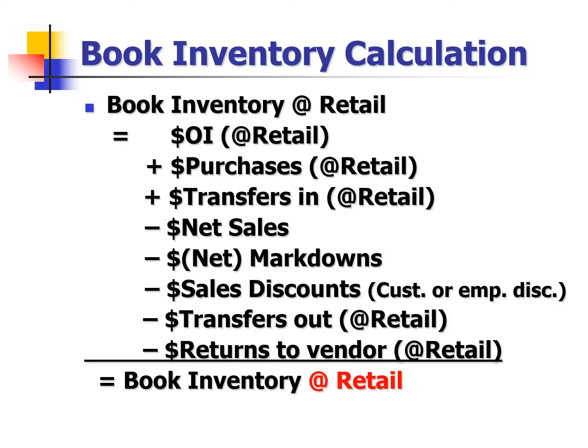And then you subtract your net sales, okay? And you subtract your net markdowns. Net markdowns means, from all the gross markdowns, you subtract your markdown cancellations, right? So that will be your net markdown. And any sales discounts, if you had them, you will have to take off of your inventory. Transfers out have to be subtracted, and returns to vendor have to be subtracted. So this constitutes the formula of the book inventory calculation at the retail value.